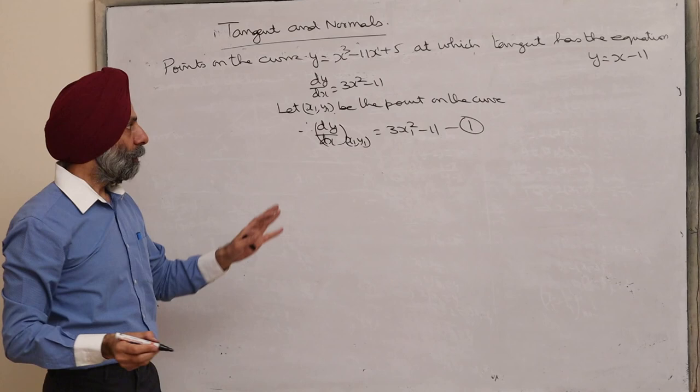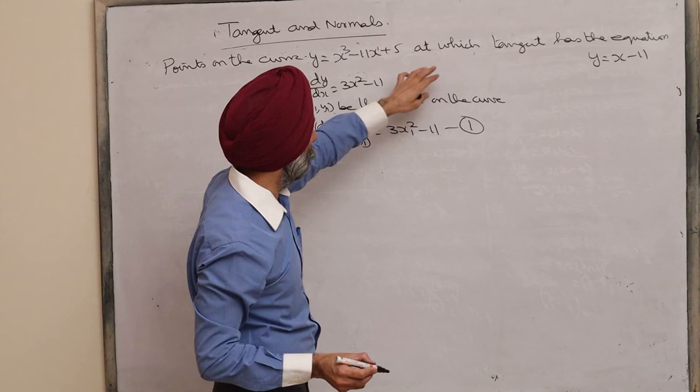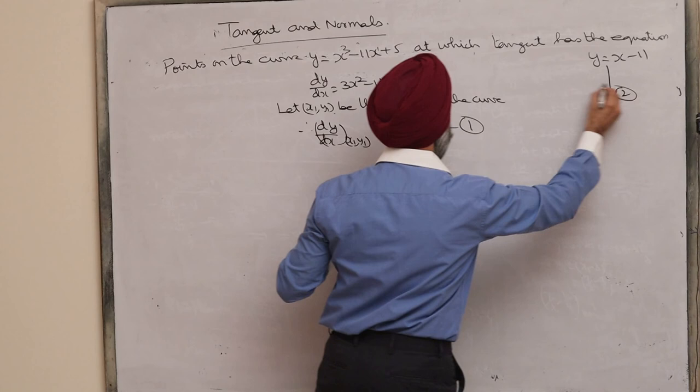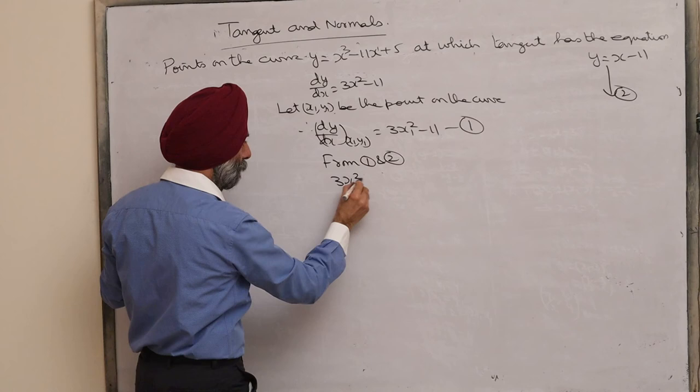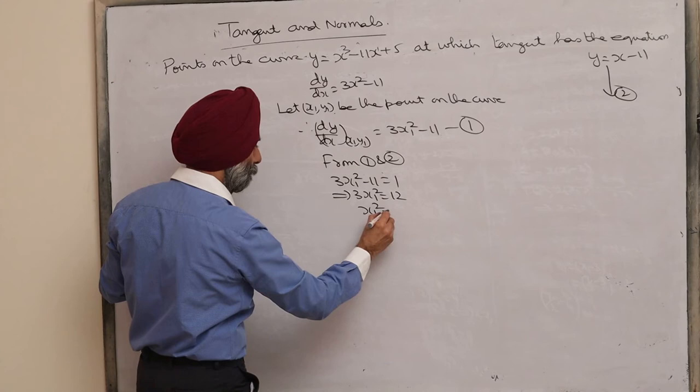Now according to the question, we have to find the points on the curve at which the tangent has this equation. That means the two slopes should be the same. This implies 3x1 square equals 12, x1 square equals 4, x1 equals plus minus 2 here.